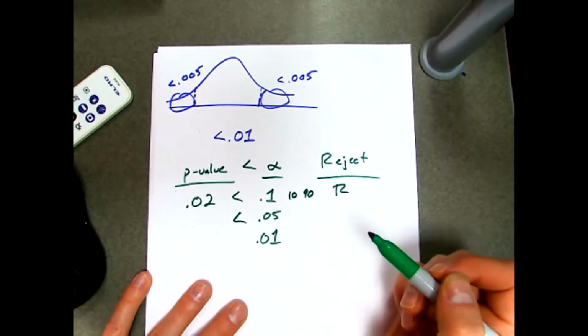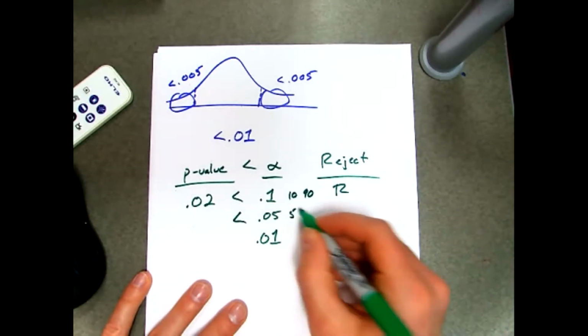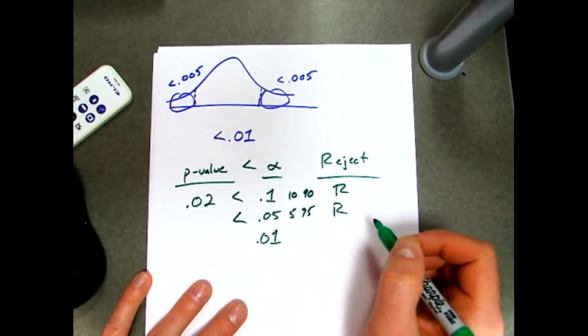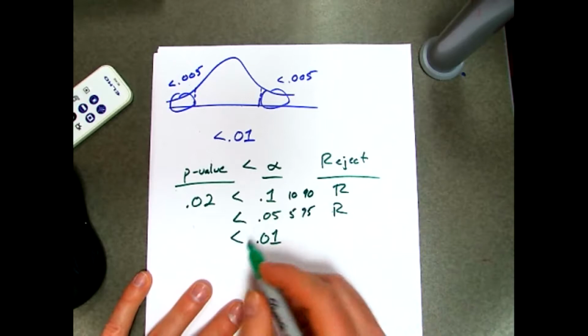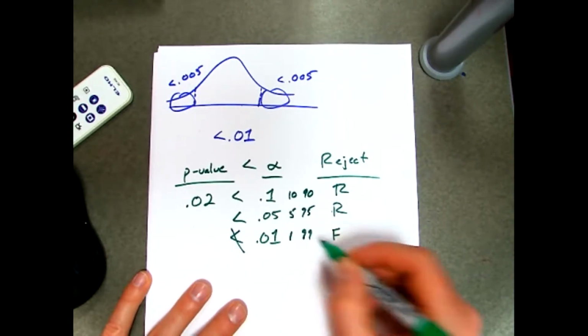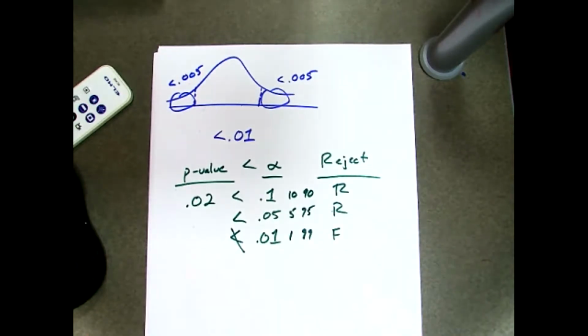Is 0.02 less than 0.05? Yeah. So I can reject with 5% significance or at the 95% level. Is it less than 0.01? No. So I fail to reject at the 1% significance or the 99% confidence level. So that's how I'll make my rejection decisions. Is that p-value less than alpha? Just remember this, this is our rejection decision. Okay. Any questions on that one before we go to another example?